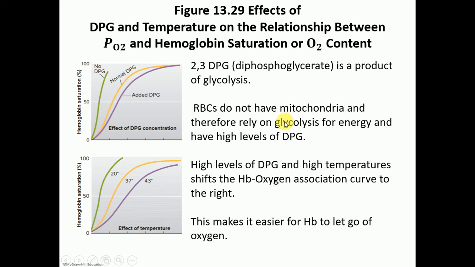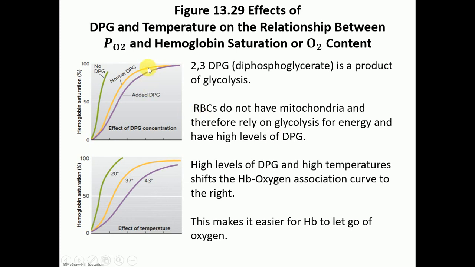And one of the byproducts of glycolysis is 2,3-DPG. That stands for 2,3-diphosphoglycerate. High levels of 2,3-DPG make it easier for hemoglobin to let go of oxygen. So this 2,3-DPG that is found in the red blood cell but is not found in the tissue is going to make it easier for hemoglobin to let go of oxygen.